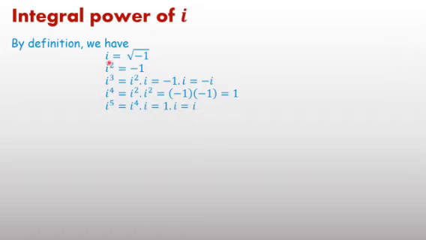In this pattern, starting from i to i power 4, we calculated: i means under root minus 1, i square is minus 1, i cube is minus i, i power 4 is 1. After that, i power 5, what happened? i power 4 into i, and the value of i power 4 is 1. 1 into i equal to i. It implies i power 5 is the same as i.